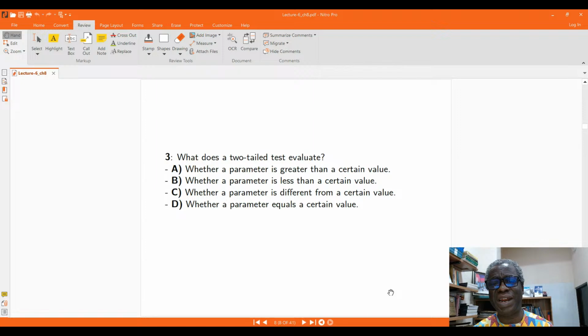D, whether a parameter equals a certain value. What are the options? Well, I can see Joy, Temitope, Joshua, Wuraola, and maybe Blessing is up. Taoka, okay, I think the consensus is around C.